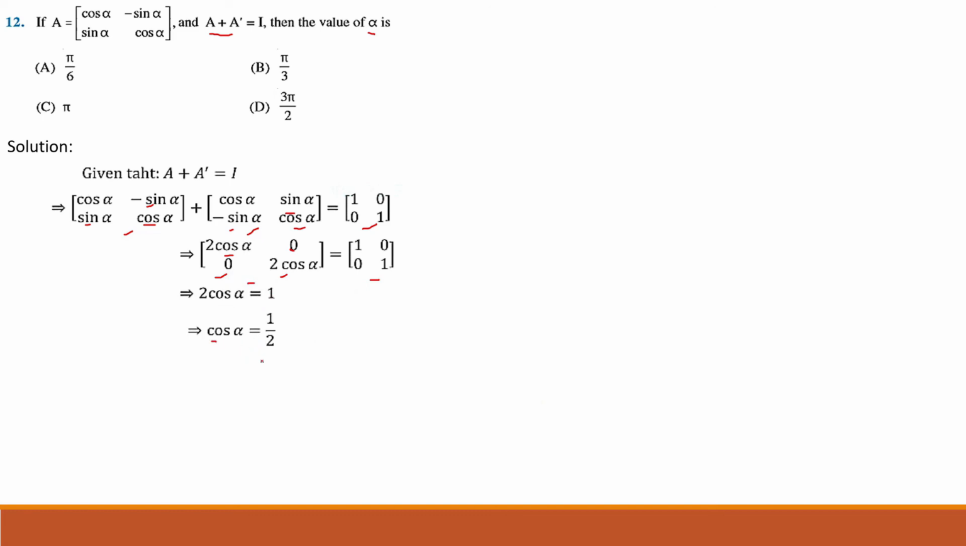So when is cos equal to half? When the angle is 60 degrees. That means alpha must be equal to pi/3. So B is the correct answer. You can pause this video to note this down.